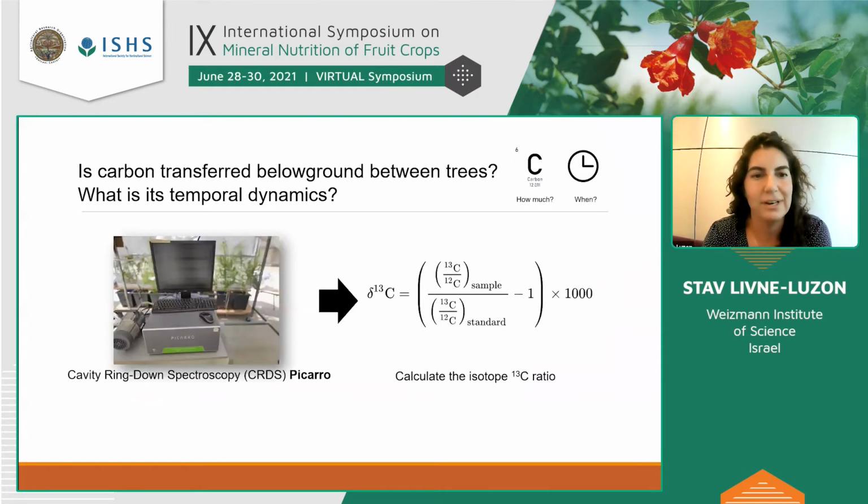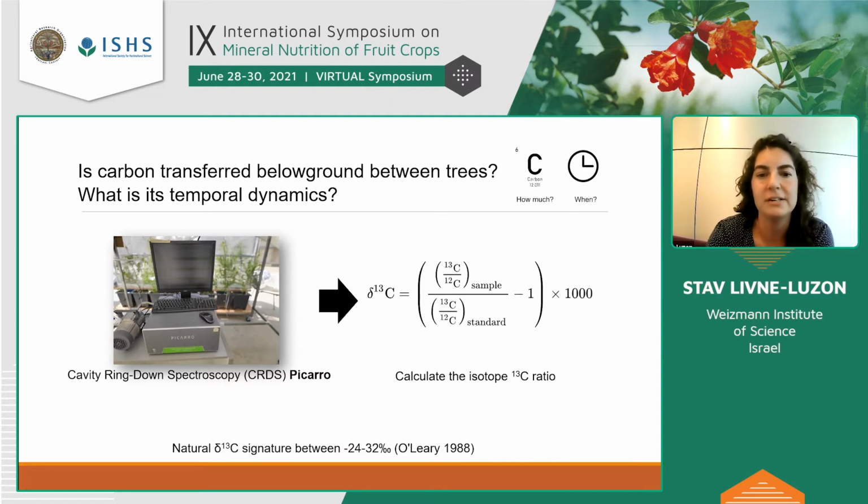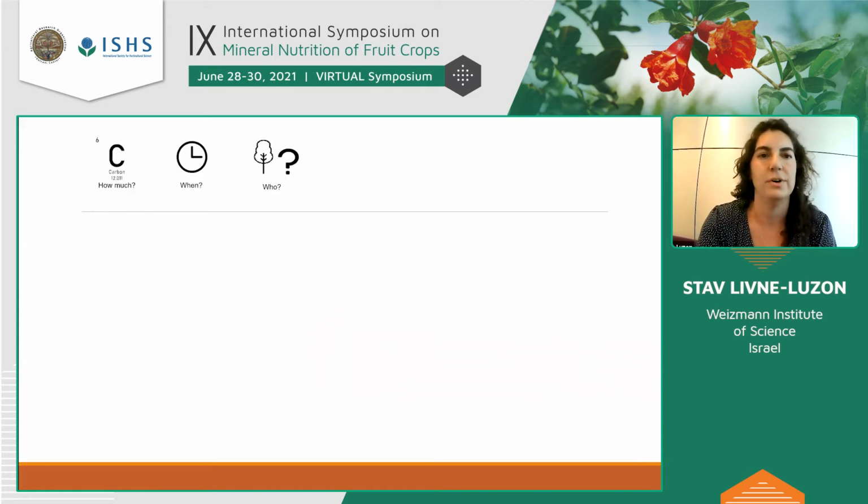So what is this cavity ring-down spectroscopy? Basically, it's a machine called Picarro, and it does a lot of fancy stuff, but it basically calculates the isotopic C13 ratio in the different samples. Different trees and different plant tissues differ in their C13 signature, and it varies between -24 and -32. So anything above that would be considered as label. And this allows us to answer questions like how much carbon is being transferred and when does the transfer occur.